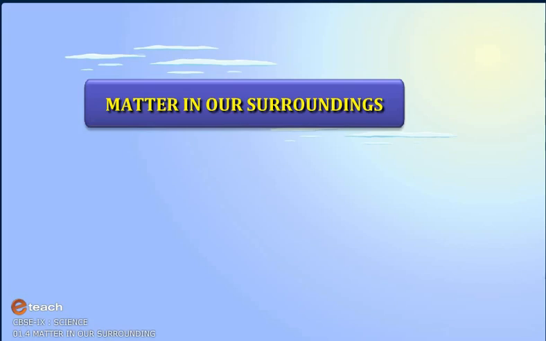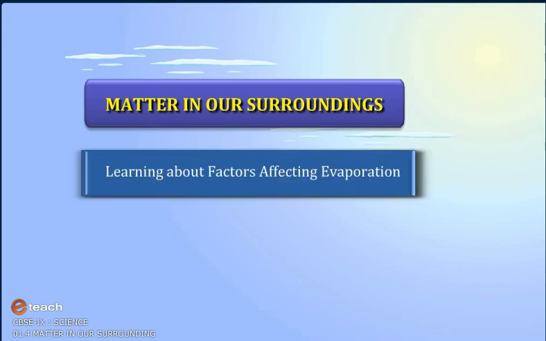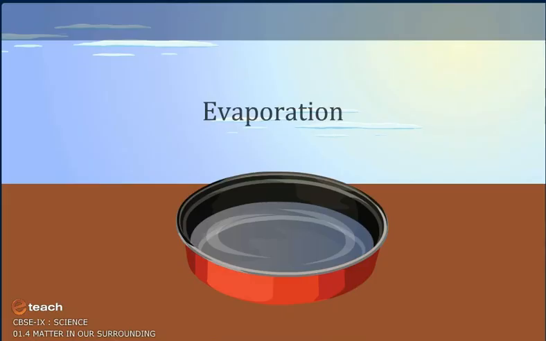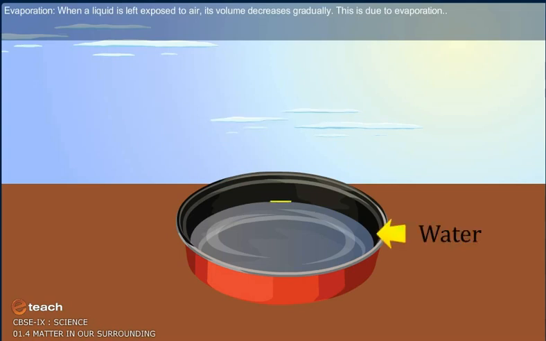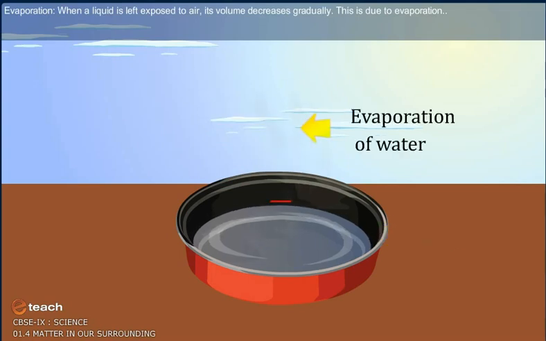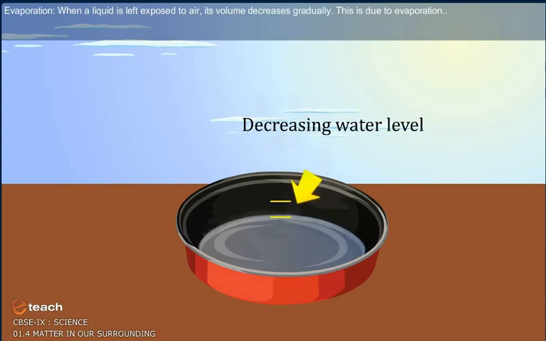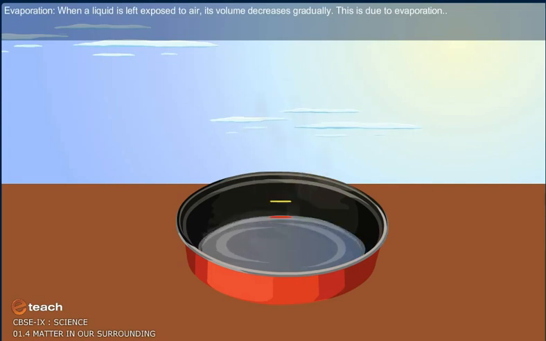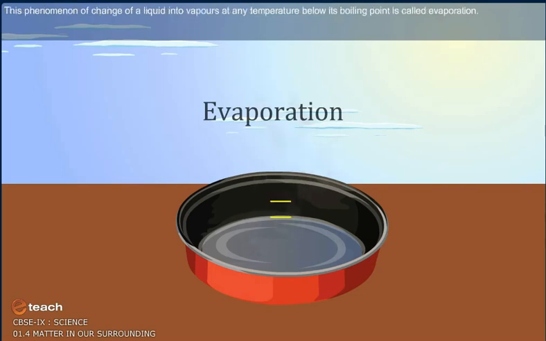In our surroundings, learning about factors affecting evaporation. Evaporation: when a liquid is left exposed to air, its volume decreases gradually. This is due to evaporation. This phenomenon of change of a liquid into vapors at any temperature below its boiling point is called evaporation.